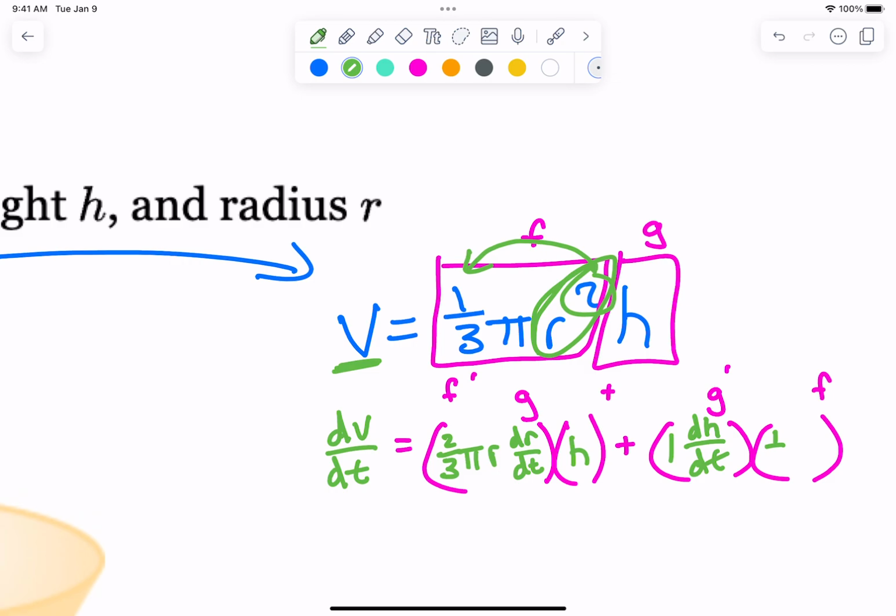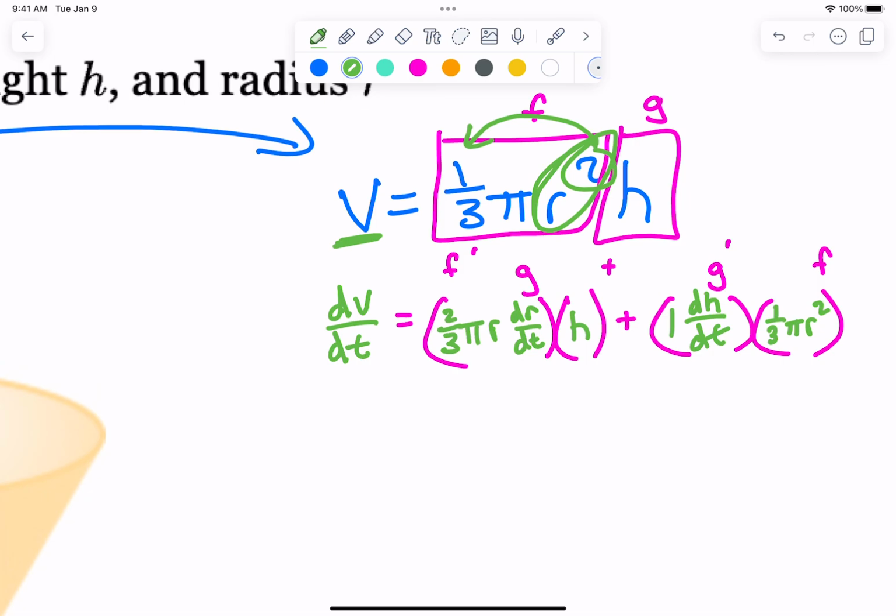They're going to tell us what they are. We're going to plug stuff in for those. That just sounds icky. Yep, it's not too bad. And then 1/3 pi r squared is f, okay? So to clean this up, dv dt is going to be off to the side over here. I am going to put this all junked together.